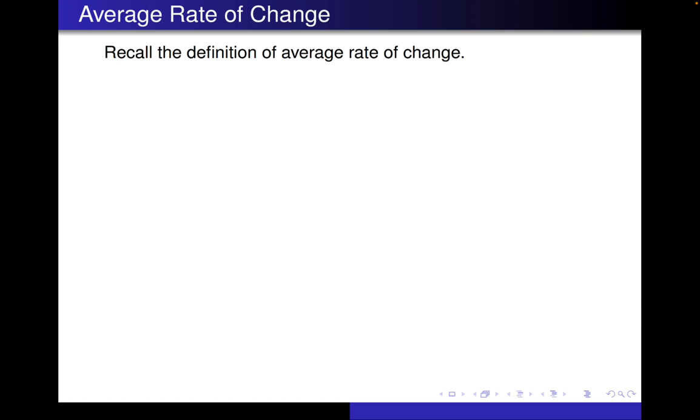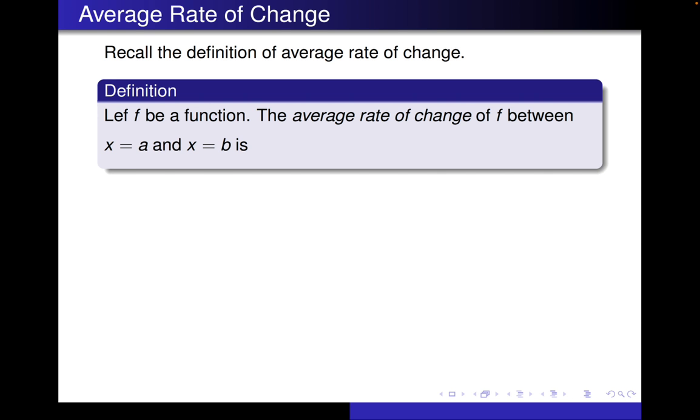So first, we're going to remember what the average rate of change is. f is a function. The average rate of change of the function f between x equals a and x equals b is you find the outputs at a and the outputs at b and subtract them. And then you find the inputs of a and the inputs of b and subtract those in the same order, and then you divide those.